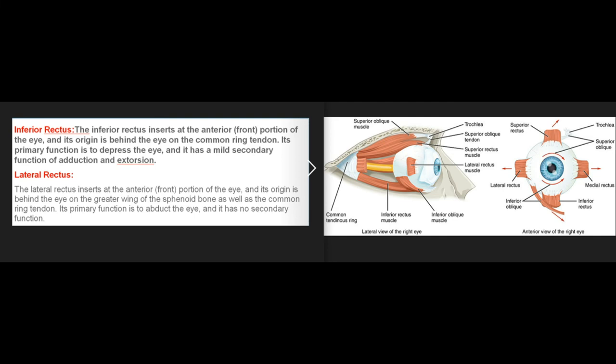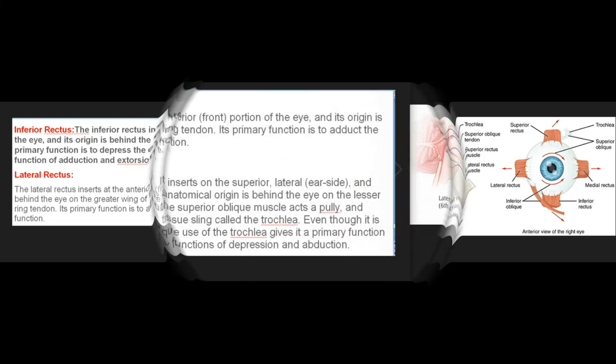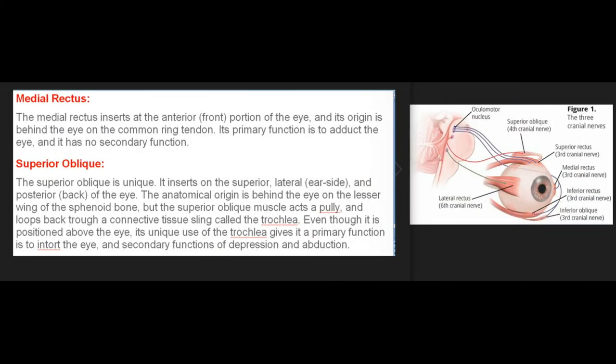Lateral rectus. The lateral rectus inserts at the anterior, front, portion of the eye, and its origin is behind the eye on the greater wing of the sphenoid bone as well as the common ring tendon. Its primary function is to abduct the eye, and it has no secondary function. Medial rectus. The medial rectus inserts at the anterior, front, portion of the eye, and its origin is behind the eye on the common ring tendon. Its primary function is to adduct the eye, and it has no secondary function.